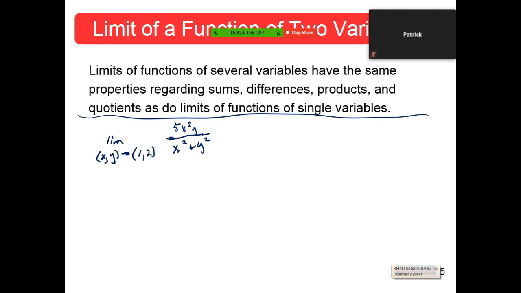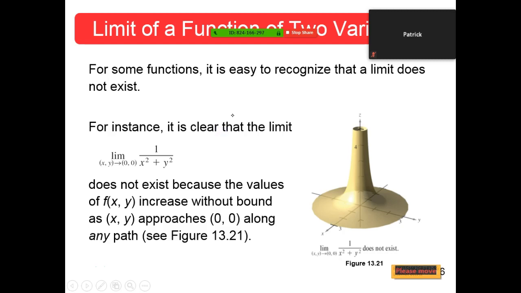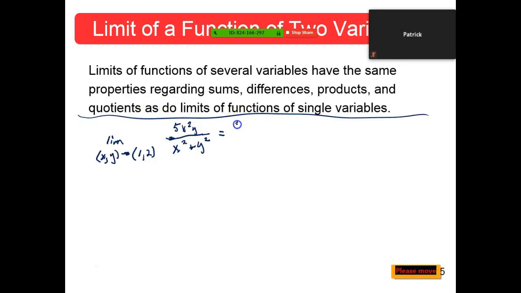Now, I'm sure they're going to want... no, actually they're doing this, okay? I think that's how they're doing it. So let's do exactly what I think Patrick said. That will be 5 times 1 squared times 2, that's the y part, over 1 squared, that's the x part, plus 2 squared, that's the y part. What does that give us? The numerator is? It gives us 10 over 5, which is 2.